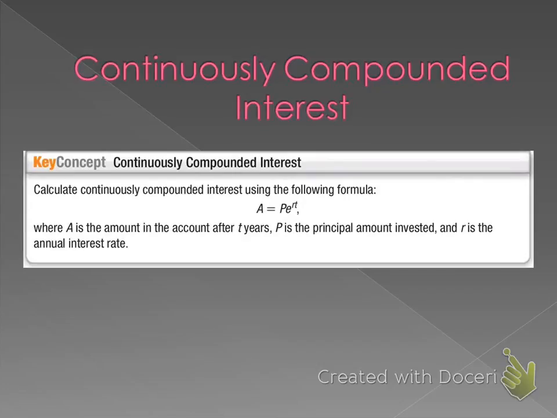Notice there's no N in this one. There's no this type of account. It's not like the interest gets added in so often. This interest gets added in continuously, hence continuously compounded interest. So your formula for this is A equals P times e to the RT power.